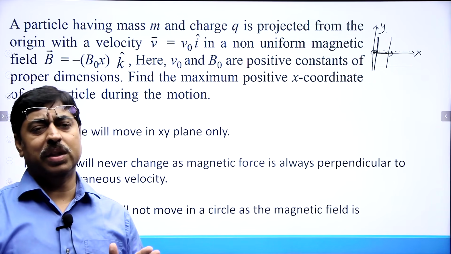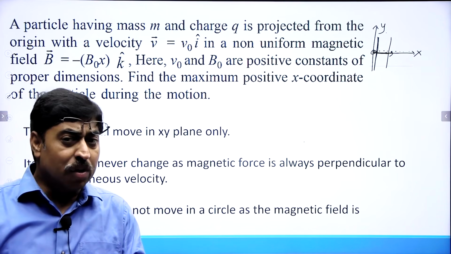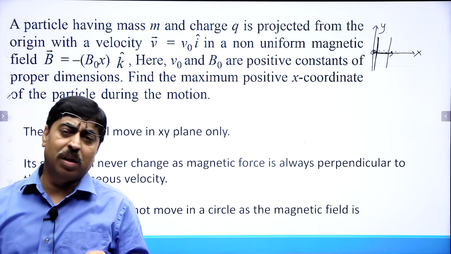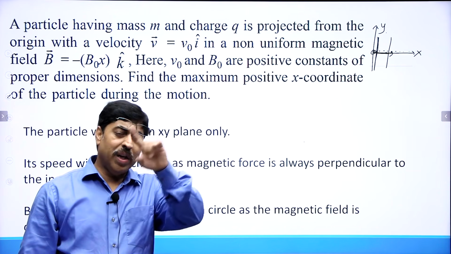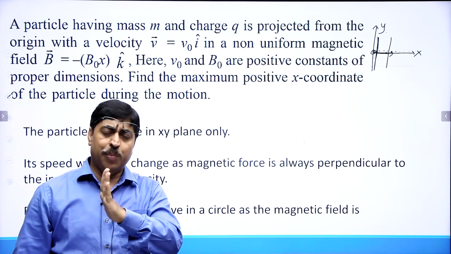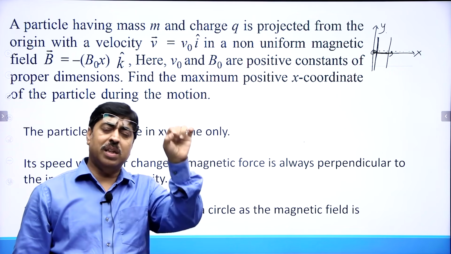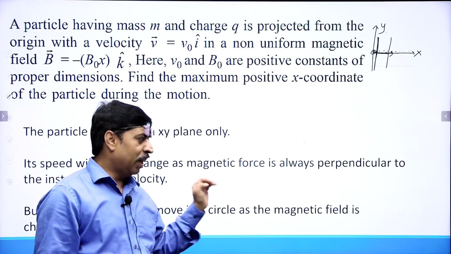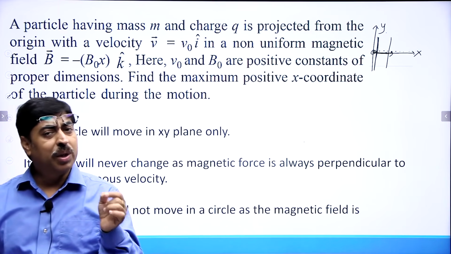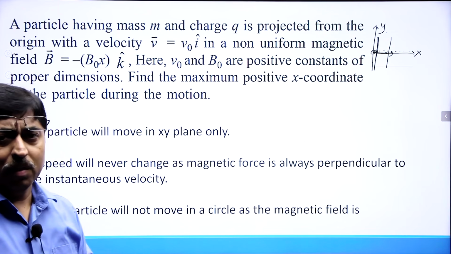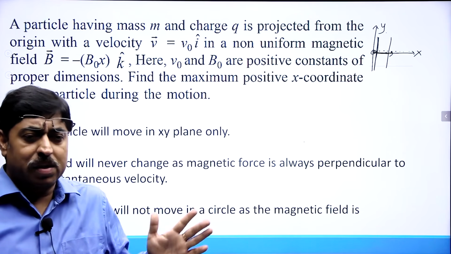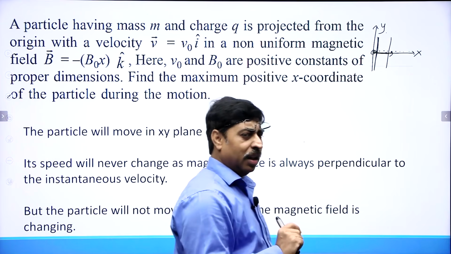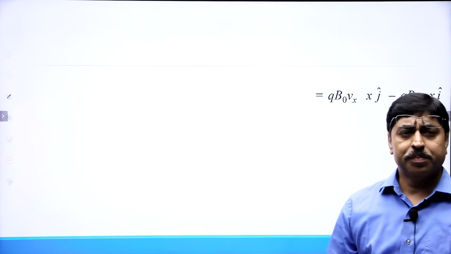So, magnetic force is changing, speed is not changing, but the force is changing. So, the particle cannot move in a circle of fixed radius. For moving in a circle of fixed radius, if speed is not changing, then the required centripetal force is always mv square by r. It should have a constant magnitude. But here the magnitude of force is changing because B is changing. So, obviously, the particle cannot move in a fixed circle. The path is not circular.